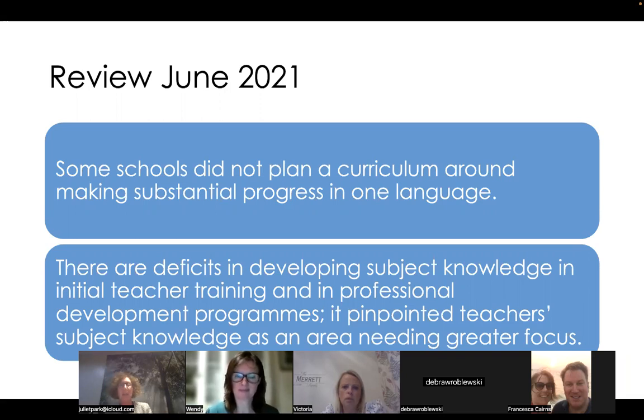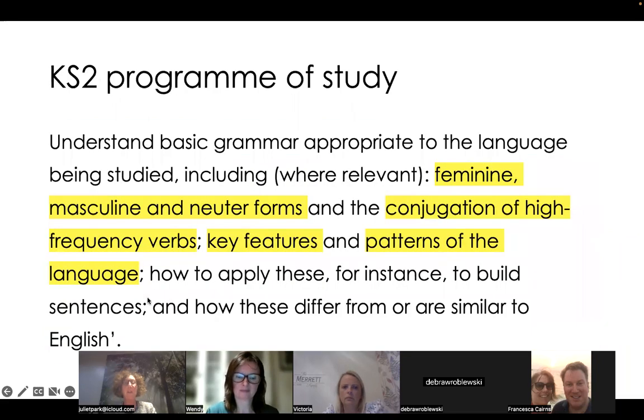So hopefully training like this will support some of you who are finding this a little bit of a challenge at the moment. So let's go a little bit further forward. And we'll just have a quick look at the Key Stage 2 programme of study, particularly the elements I've highlighted in yellow.